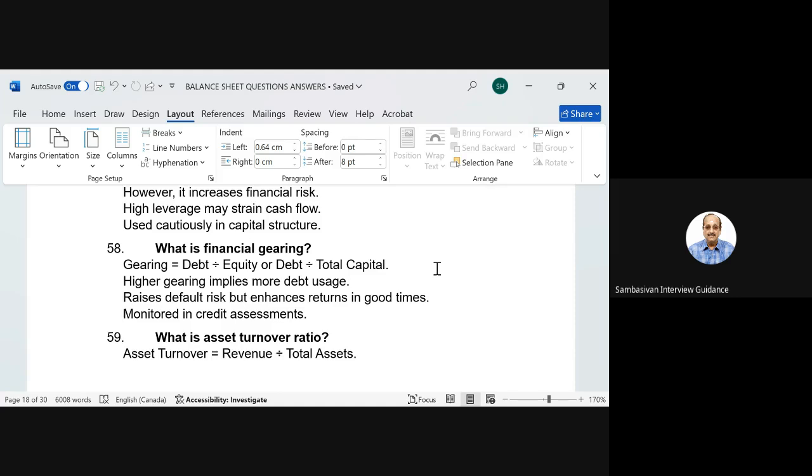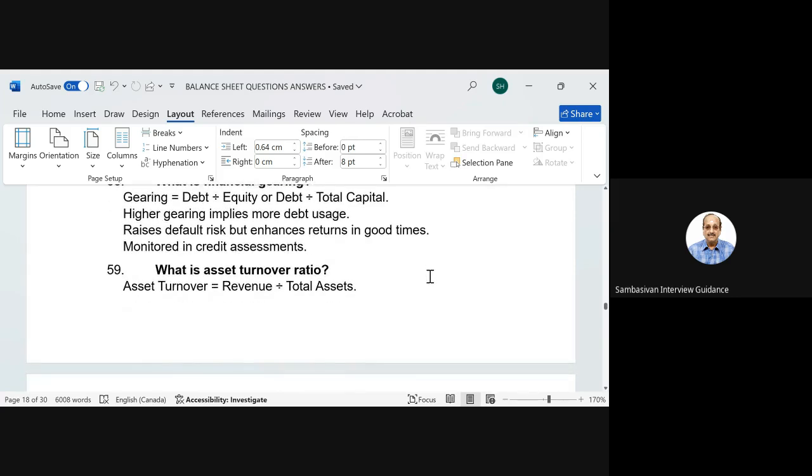Financial gearing. This is the first time I am coming across this question.